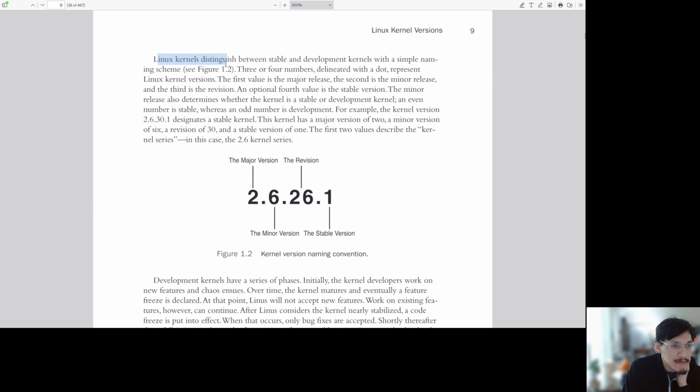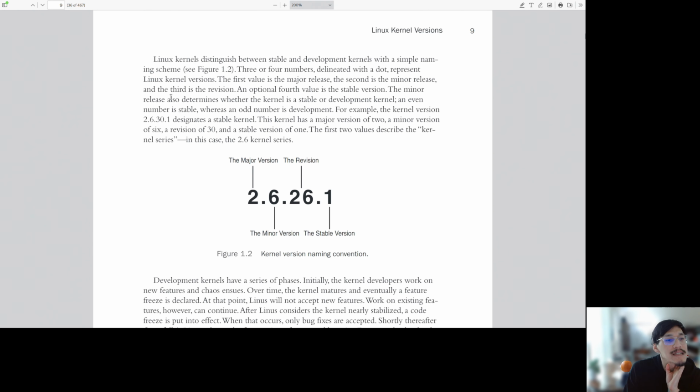Linux kernels distinguish between stable and development kernels with a simple naming scheme. So three or four numbers delineated with a dot represent kernel versions. The first value is the major release, so major release 2. The second is the minor release, 6. And the third is the revision, so 26. So this book was 2.6.34. So major 2, minor 6, and the 34th revision.